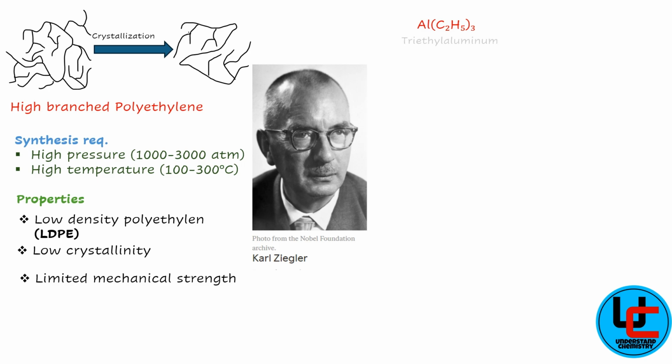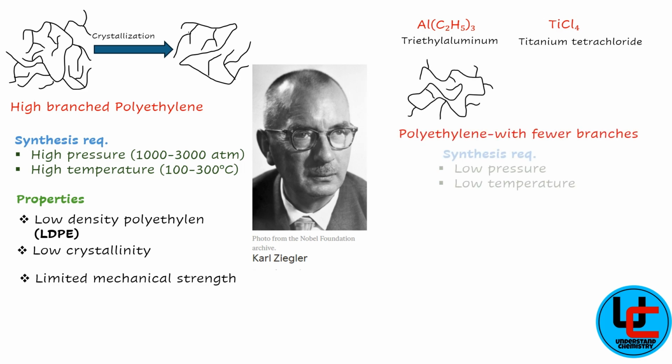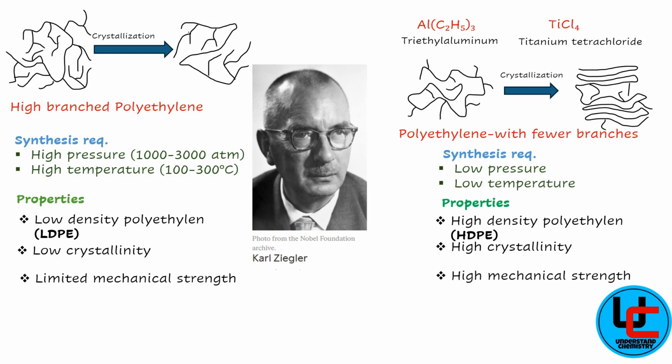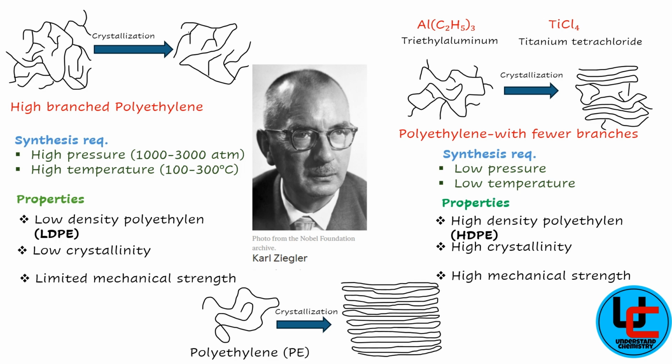Ziegler used a combination of triethylaluminium and titanium tetrachloride as a catalyst to form polyethylene chains that were longer and had fewer branches, and crucially could achieve this under less intense temperature and pressures than the method used at that time. The resulting polyethylene was high density polyethylene with high crystallinity and mechanical strength. Ideally, polyethylene should look like this. It should be without branching, hence show high crystallinity, but it is very difficult to achieve.